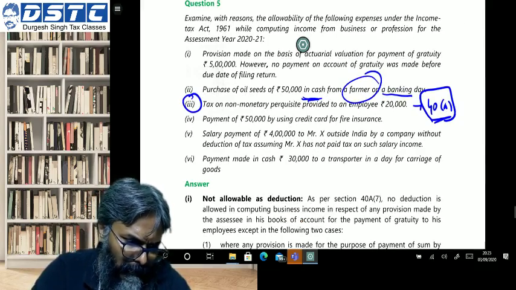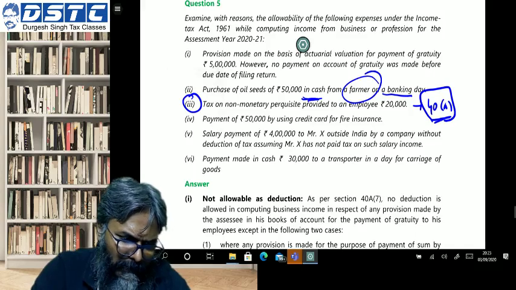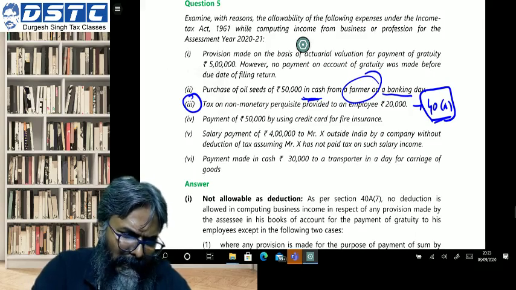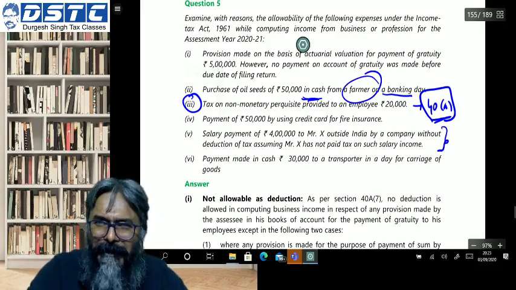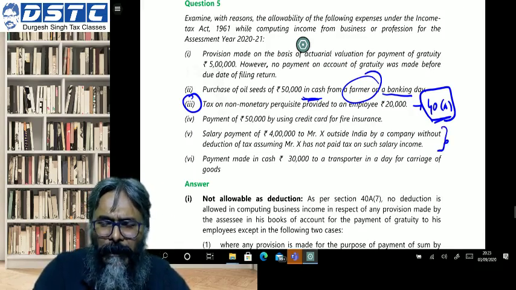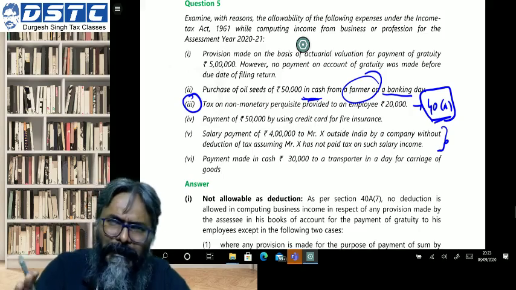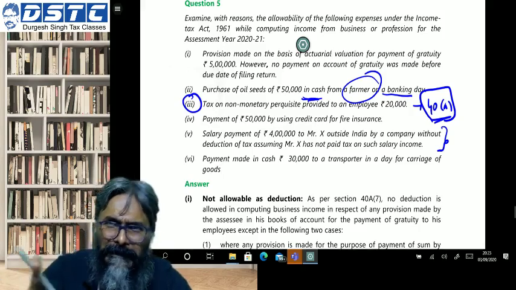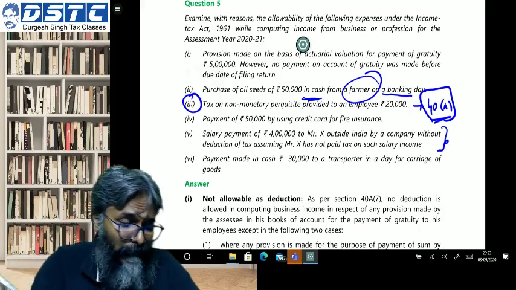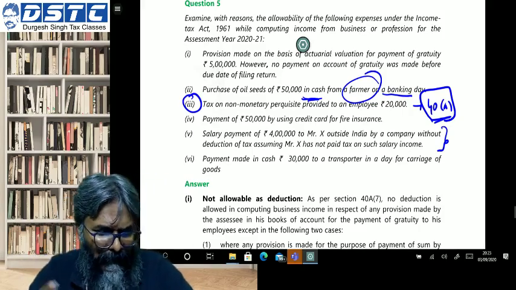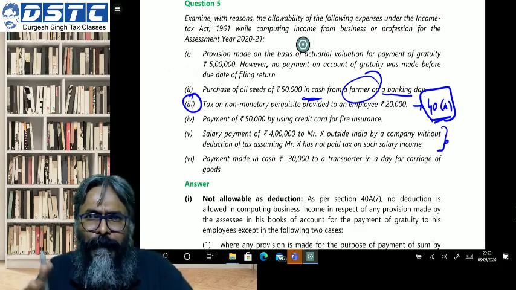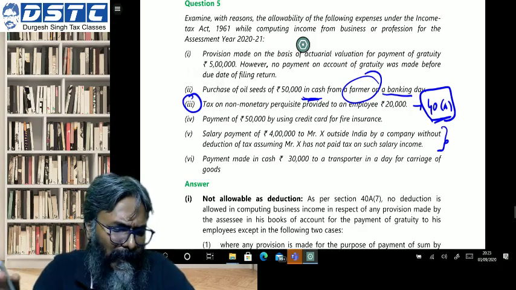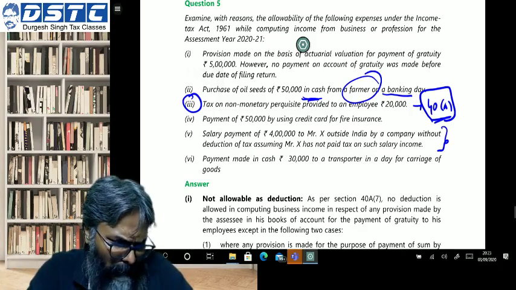Point number 5. Salary payment of rupees 4 lakhs to Mr. X outside India by a company without deduction. So this is also, students, something I have not touched upon right now. If you have done it, you would have known the answer. This is all about the 40AI series, students. That is covered over there. I think those who have done it would have answered it. Otherwise, wait for tomorrow.